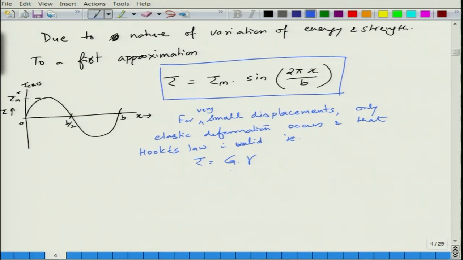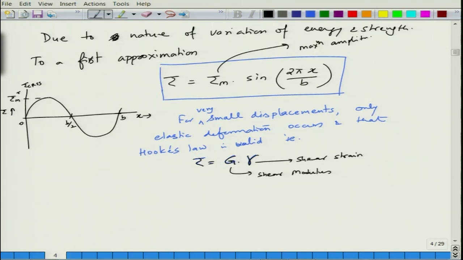So shear stress is equal to shear modulus multiplied by shear strain, tau is equal to G multiplied by gamma. So this is the shear modulus and this is the shear strain. Tau m is the maximum amplitude. 2 pi is the period, x is a point along direction x, and b is the equilibrium distance over which a complete cycle happens.